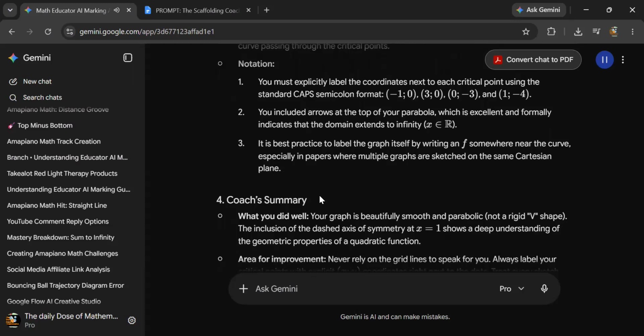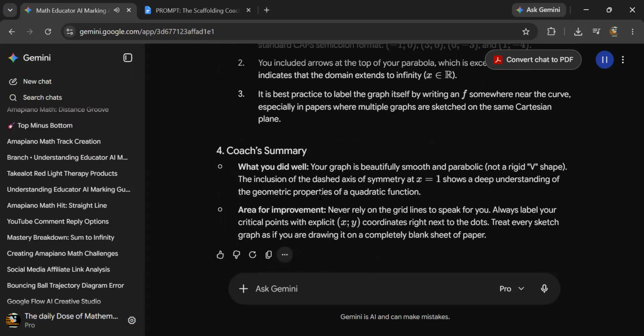You included arrows at the top of your parabola, which is excellent and formally indicates that the domain extends to infinity, x in ℝ. It is best practice to label the graph itself by writing an f somewhere near the curve, especially in papers where multiple graphs are sketched on the same Cartesian plane.